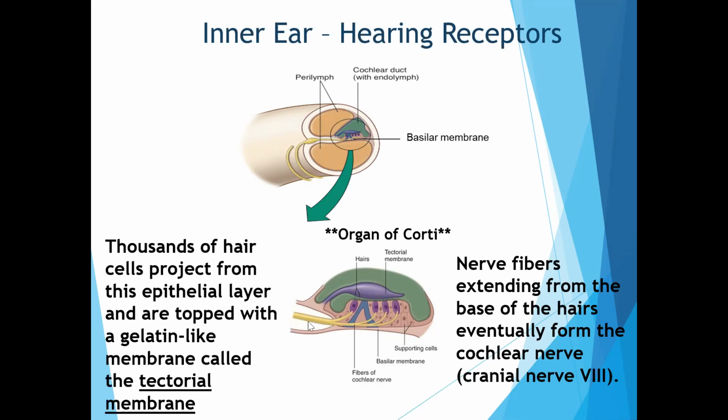The tectorial membrane has thousands and thousands of hairs that project from it. This movement is partly how the organ of Corti interprets sound. And the tectorial membrane is kind of like a gel. It's very flexible and moves along with those hairs.